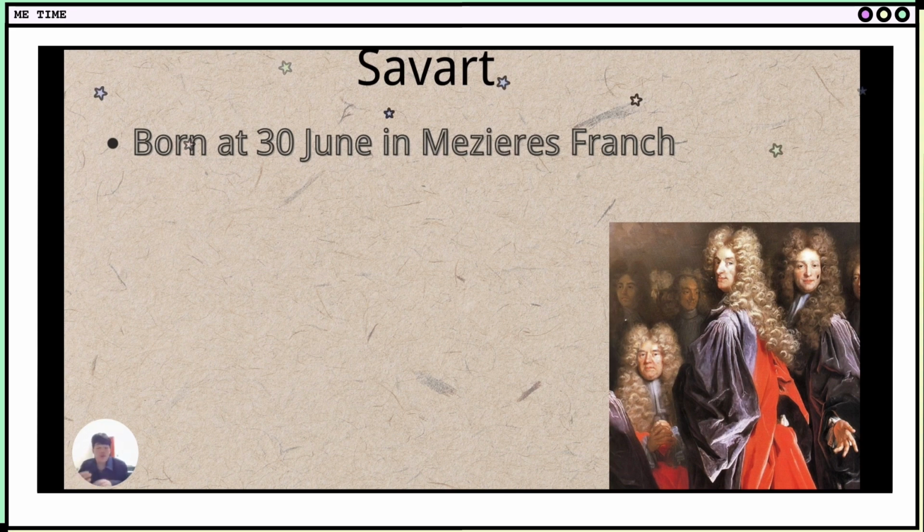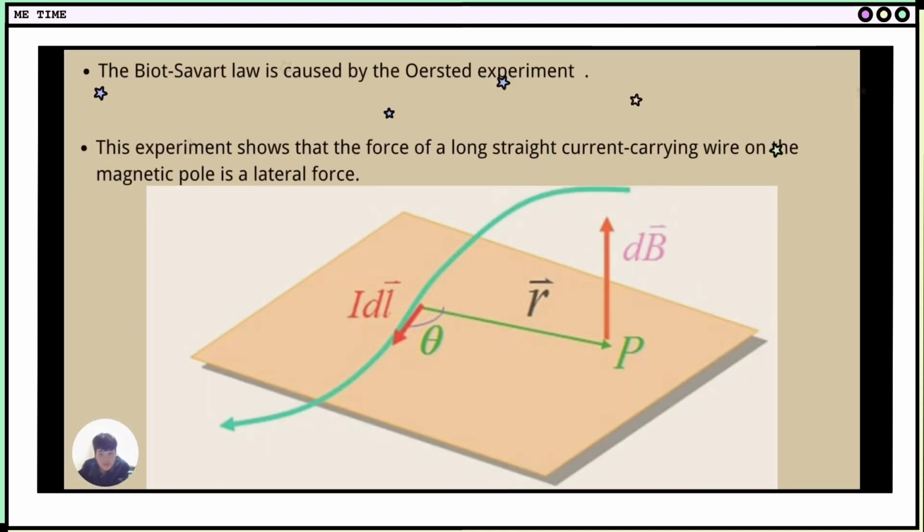Savart is also a physicist and a mathematician who is primarily known for the Biot-Savart law of electromagnetism, which he discovered together with his colleague Biot. So moving on. The Biot-Savart law is derived from the Oersted experiment.